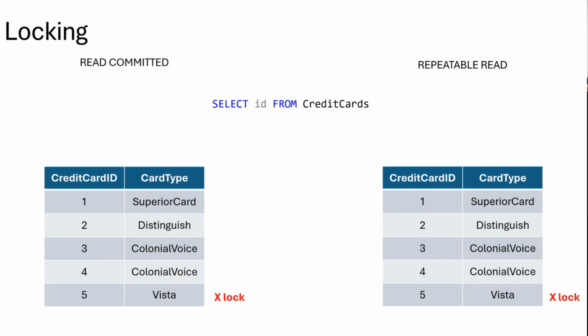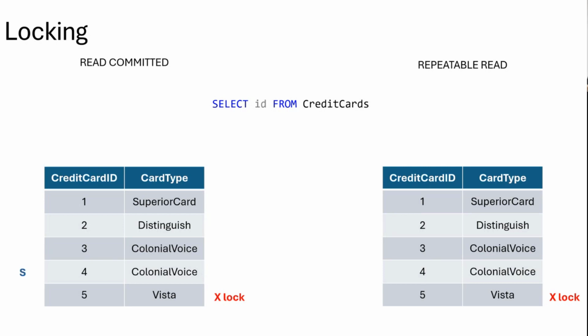So if there is already a parallel session modifying credit card ID 5 and having this X lock placed on this credit card ID 5, and I'm going to read the data from this credit card table, on the read committed table, read committed isolation level, I place in the shared lock, read the data, releasing the shared lock until the end of the 4 rows.